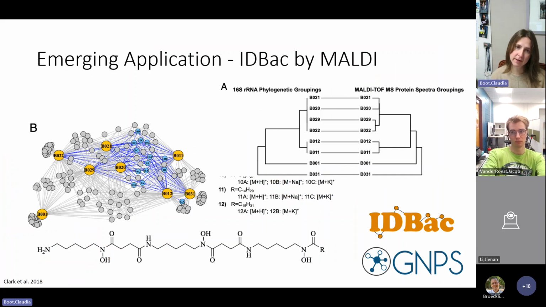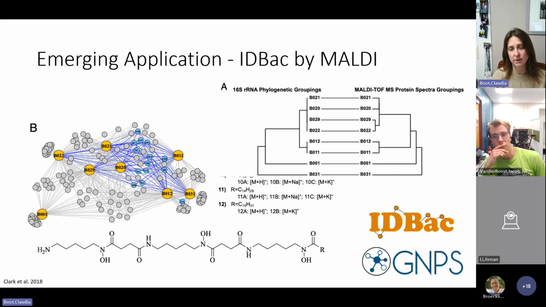The other thing that we're currently building for the UltraFlex is this BAC-ID method, where you take a protein spectra. This is showing a dendrogram of relatedness of protein spectra generated from a MALDI-TOF, and comparing that to the phylogenetic relationship from all these different Bacillus. You can see that the phylogeny and the protein spectra match really nicely. This isn't always one-to-one, but it's pretty close.